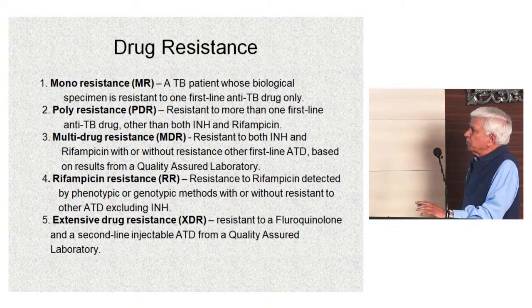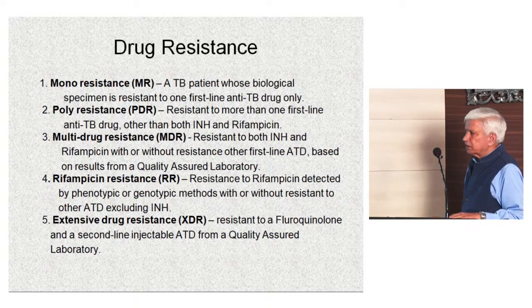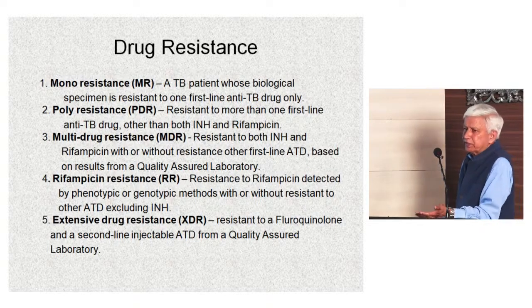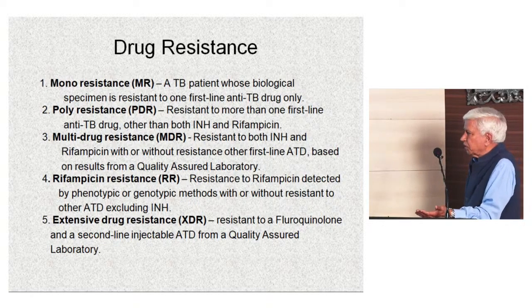And I talked about earlier that it could be mono-resistance to one of the first-line drugs. Many times it is INH, or sometimes rifampicin or other drugs. Poly-resistance is resistance to more than one first-line anti-TB drug. If the drugs are INH and rifampicin, then it becomes multi-drug resistance, because these are the two most effective. Otherwise, if it is INH and ethambutol for that matter, then it is poly-drug resistance. Rifampicin resistance is resistance to rifampicin. Normally, it is presumed that if there is resistance to rifampicin, there should be resistance to INH.